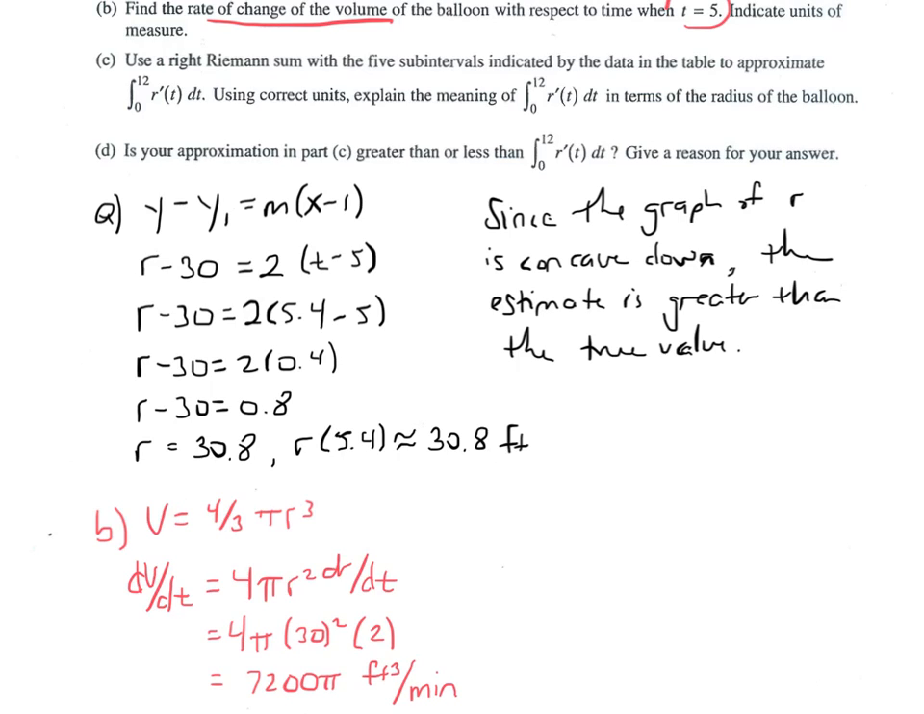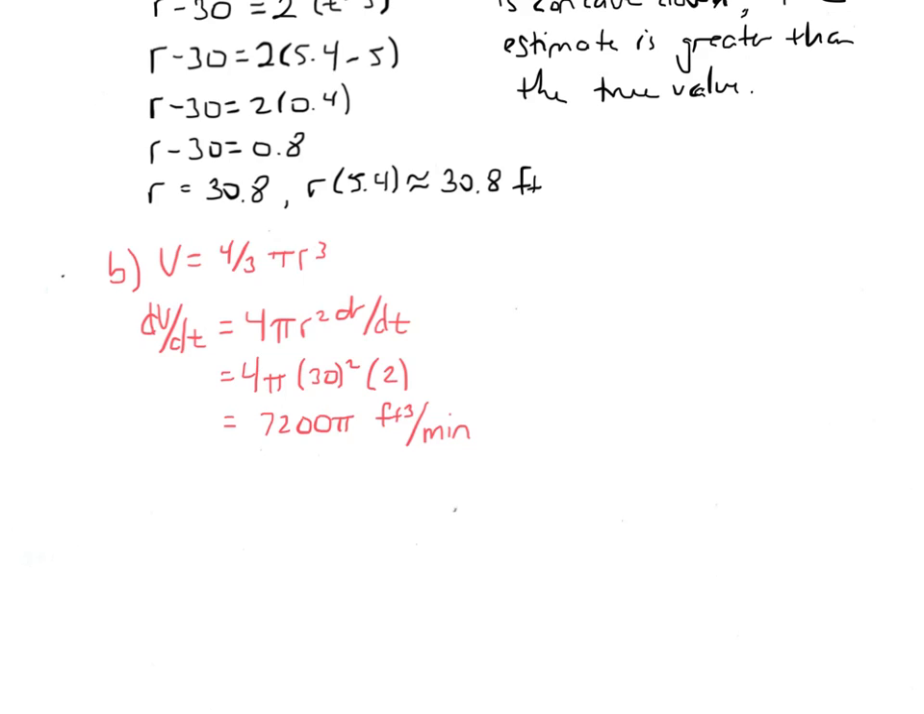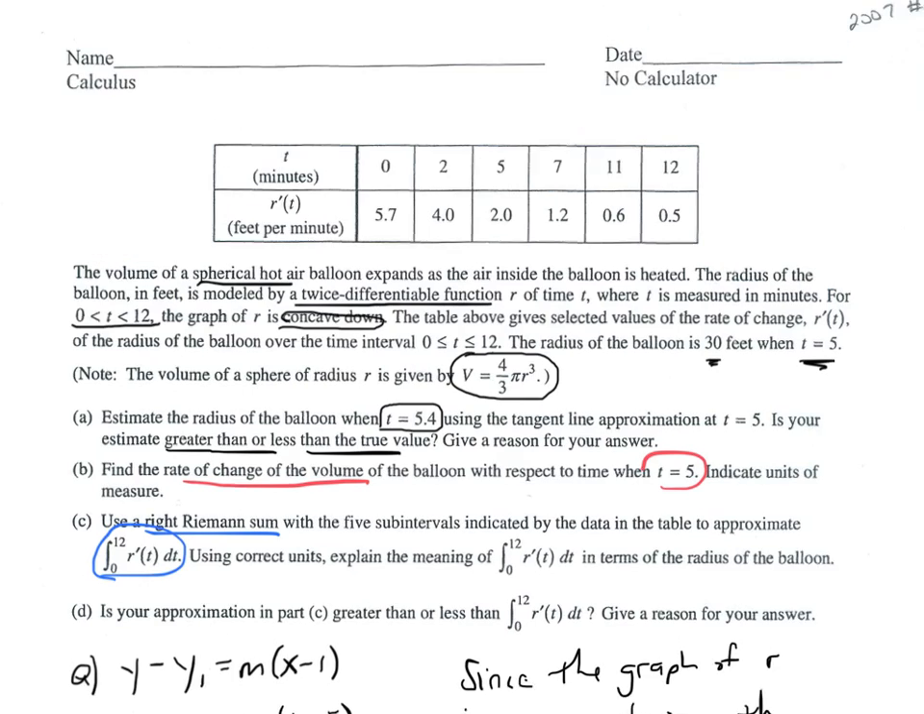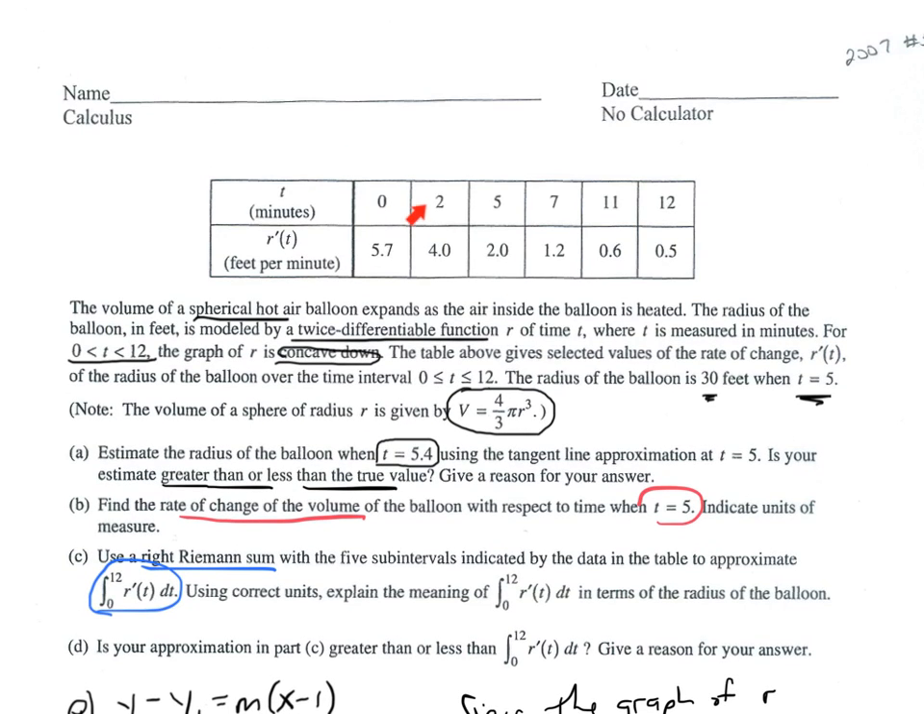Okay, part C, we're using a right sum for the 5 subintervals indicated by the data in the table to approximate this integral here. All right, so for part C, we're approximating the integral from 0 to 12 of r prime of t dt using a right sum. So let's see. We do have 5 subintervals. Here's 1, 2, 3, 4, 5.